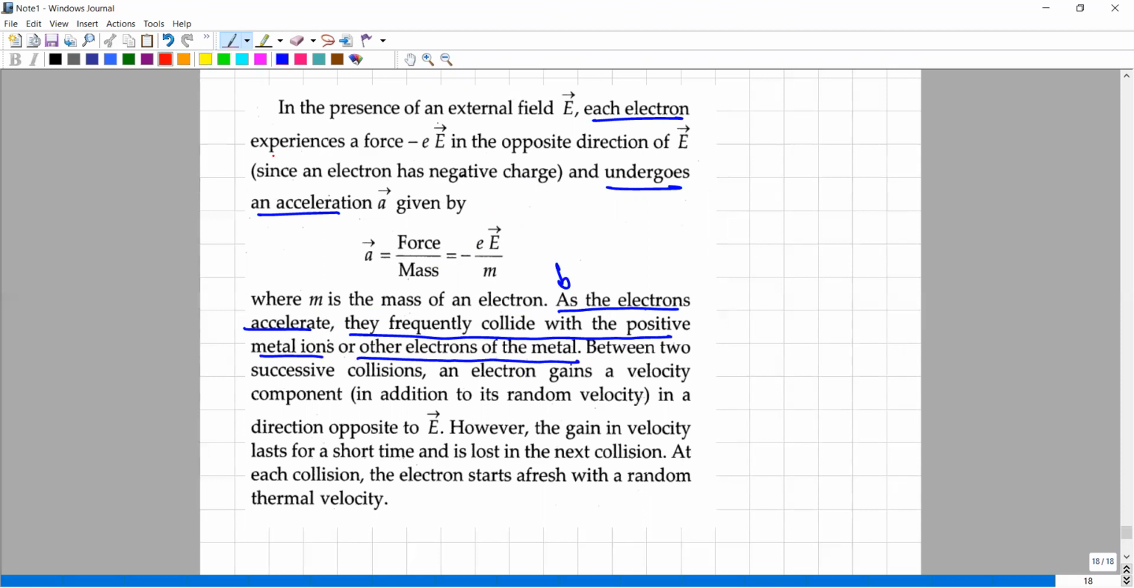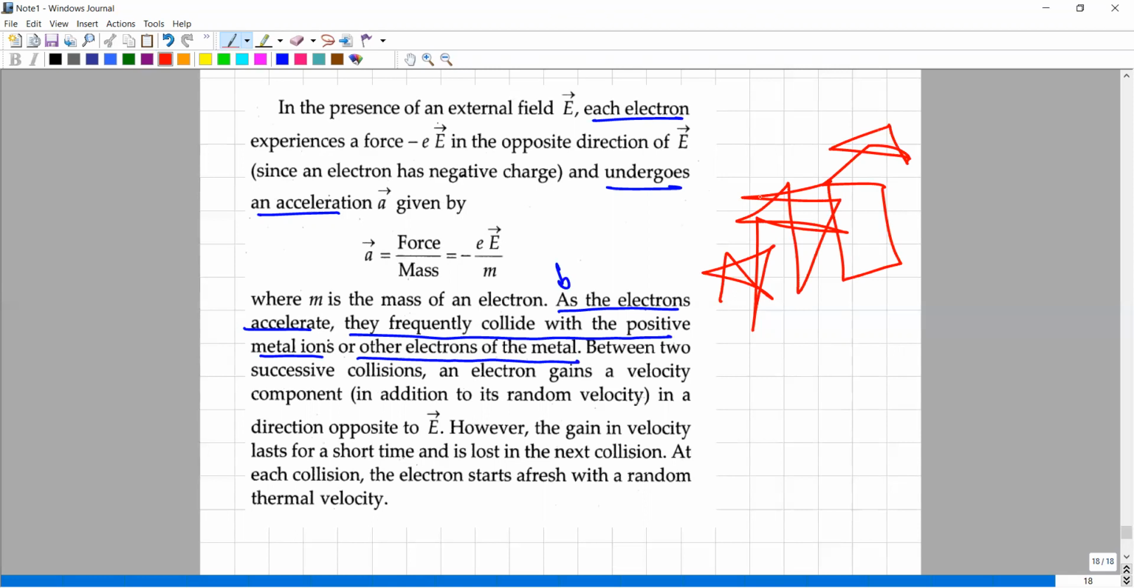So the electron path is not like this. The path of the electron is like zigzag, zigzag, zigzag, because they are consistently colliding with some metal ion and other electrons. They are consistently colliding at all these positions. So a lot of collisions are experienced by the electron while it is moving through the conductor, and these collisions are with what? Metal ions and other electrons, both.